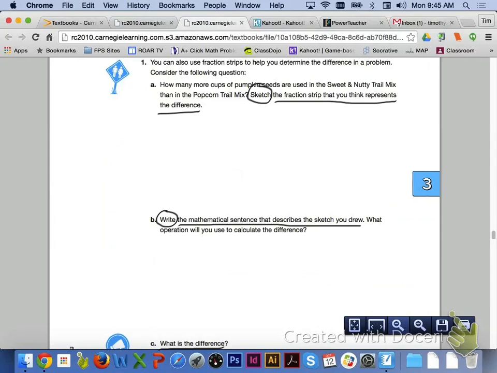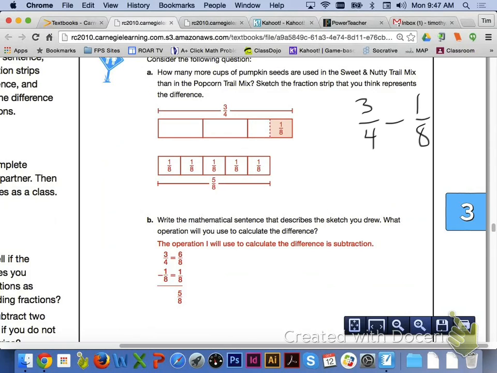For A, you're going to be sketching. B, you're going to be writing a math sentence. And then C, you're going to be determining what is the difference. If we look back at the table, the problem that we are trying to solve is 3/4 minus 1/8. So in the sketch we see drawn here, we broke up 3/4 into equal sized parts representing eighths. 3/4 is going to be equal to 6/8.